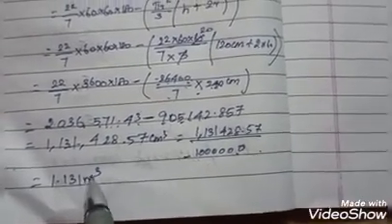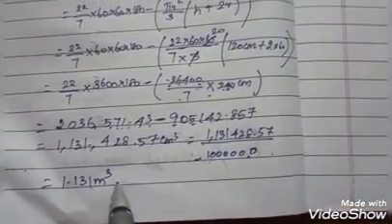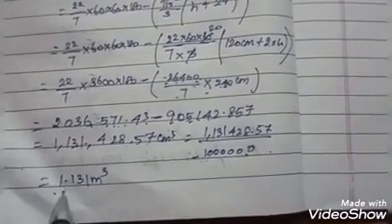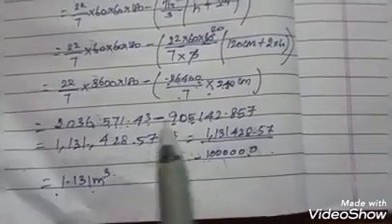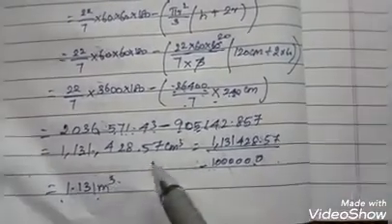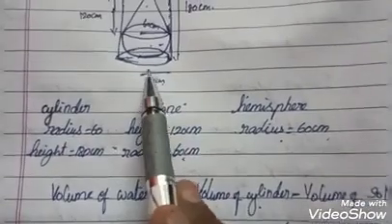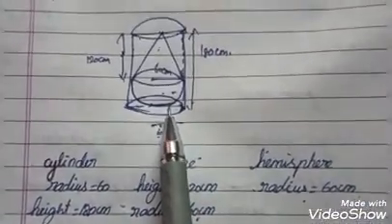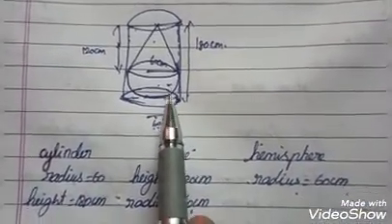So how much is the volume of water left? It is 1.131 meter cube. This is the volume of the water left in the cylindrical container after we fixed this solid.